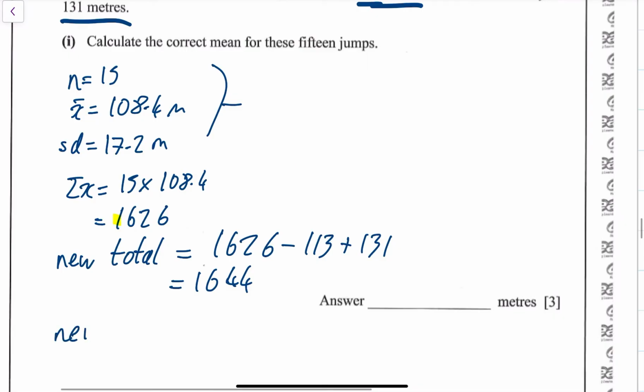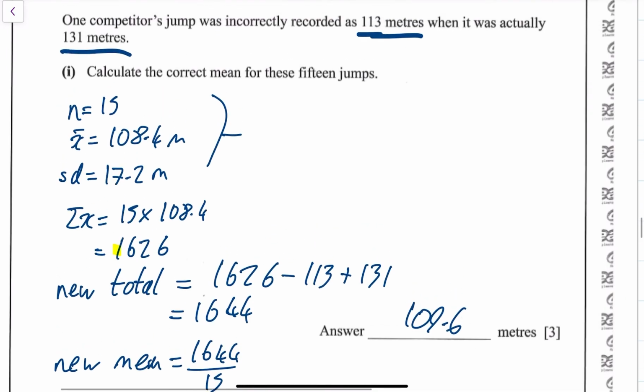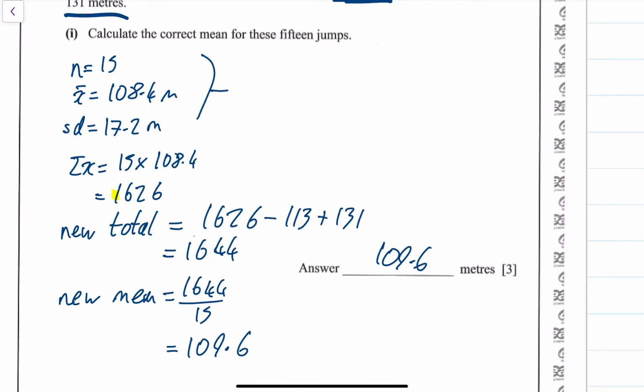That means our new mean is equal to 1644 divided by, and still 15 people, and that works out as 109.6. If you look at the original mean, it was 108.4. One of the people's jumps has increased, so you would expect the mean to increase by a little bit, and it has. Very good.